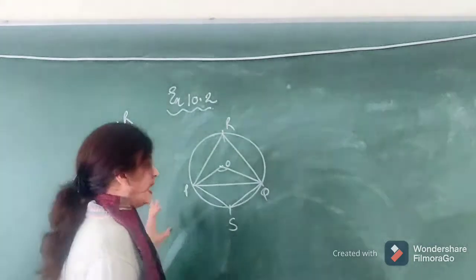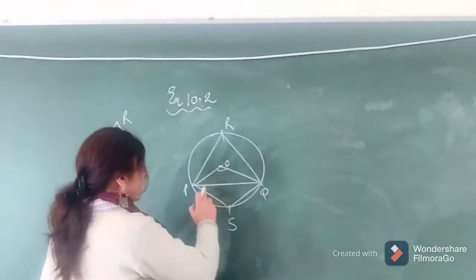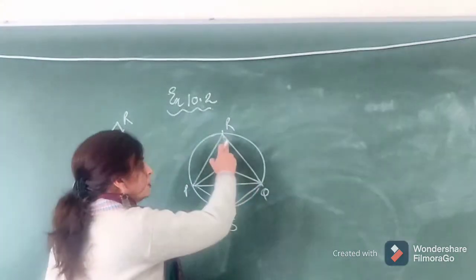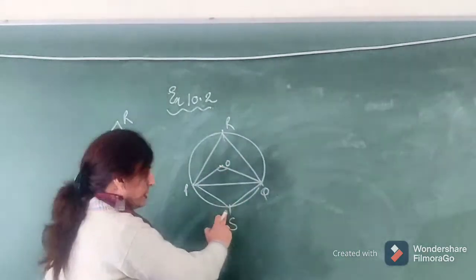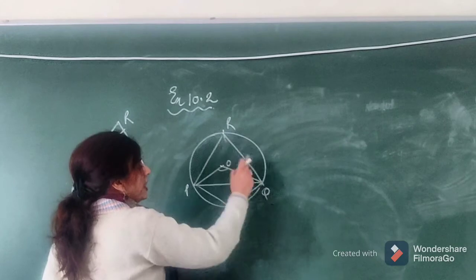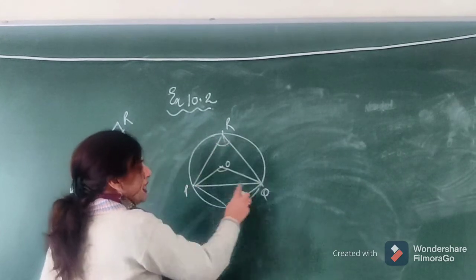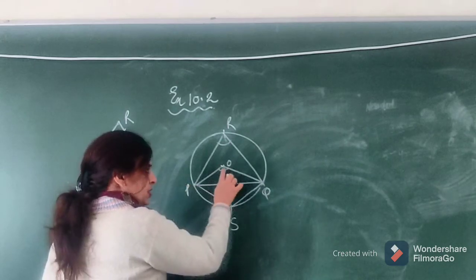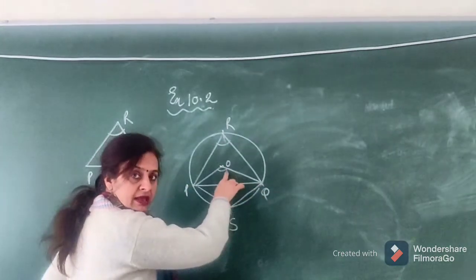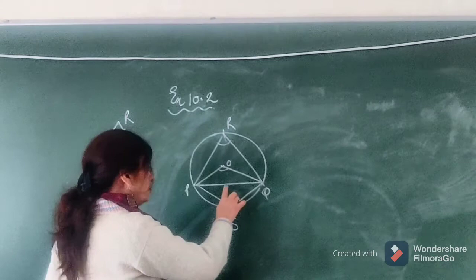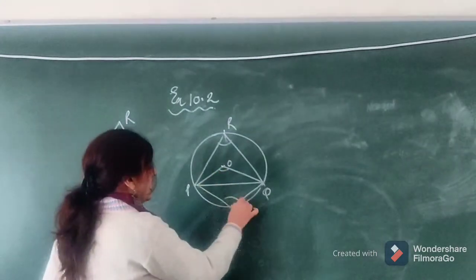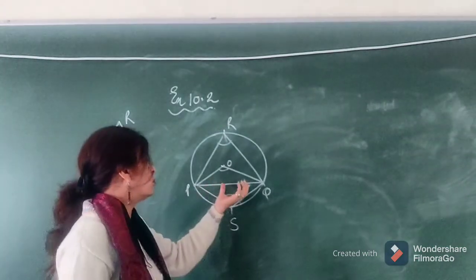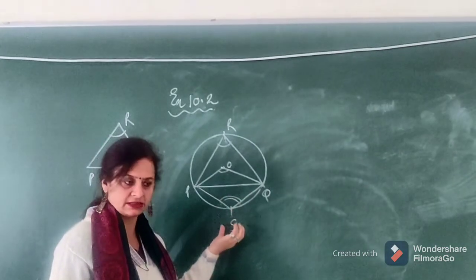Similarly, take a circle whose center is O, take a chord PQ, and take two points R and S respectively on the major arc and on the minor arc. So angle PRQ is subtended by the chord PQ at point R. Angle POQ is the central angle subtended by the chord PQ at the center, and angle PSQ is subtended by the chord PQ at point S.